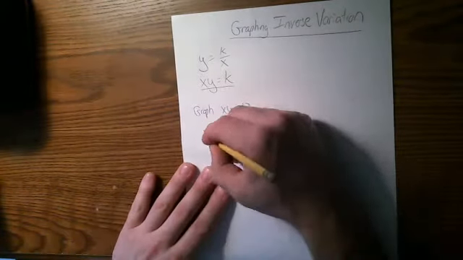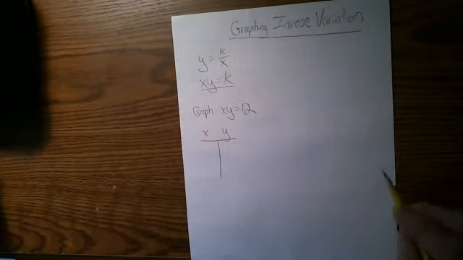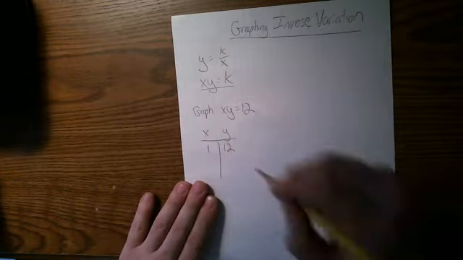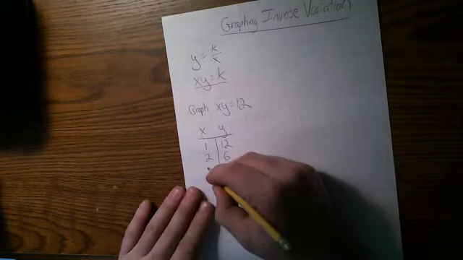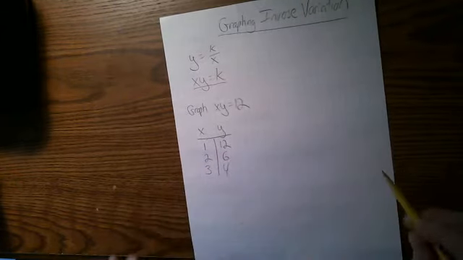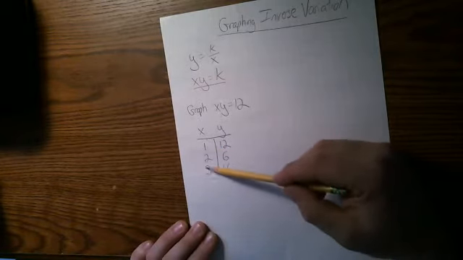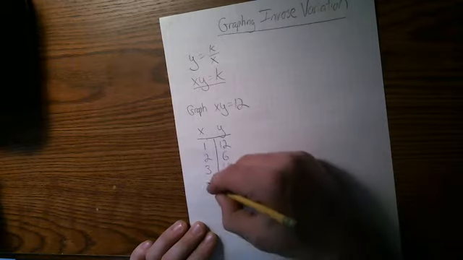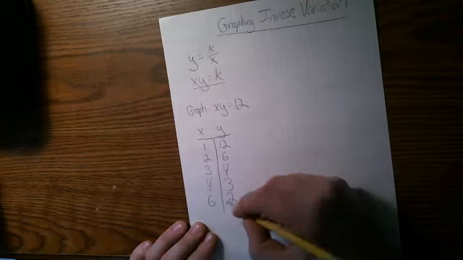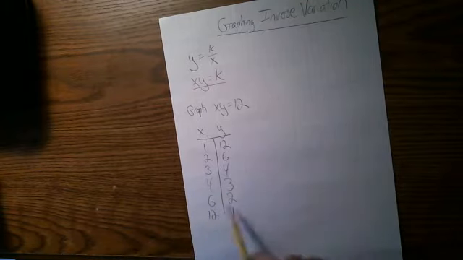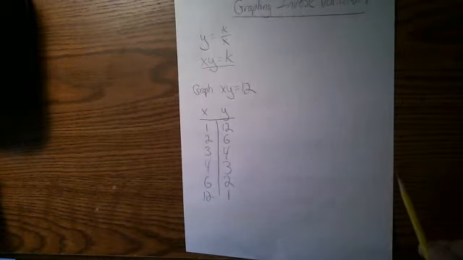So what we're going to do is set up a table of values and say what numbers multiply together to become 12. Well, I know 1 and 12 multiply together. I know 2 and 6 multiply together to become 12. I know 3 and 4 multiply together to become 12. And now I listed 1, 2, and 3 as x values. Well, that means these could be x values as well. So 4 times what? Well, 4 times 3. 6 times 2. And 12 times 1. So these are all ordered pairs of the graph x times y equals positive 12.